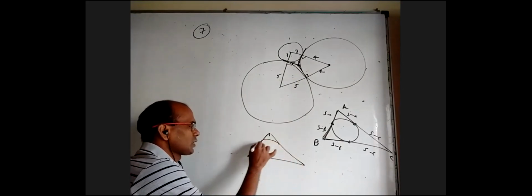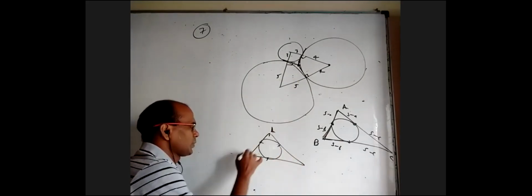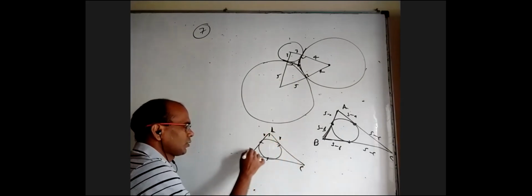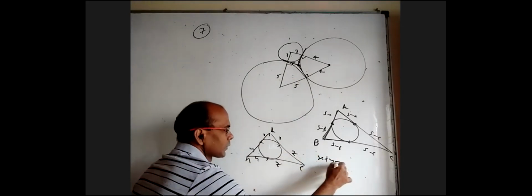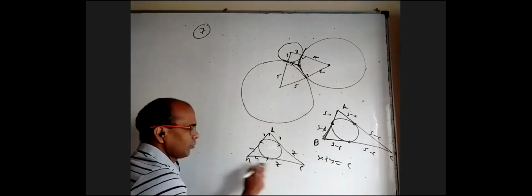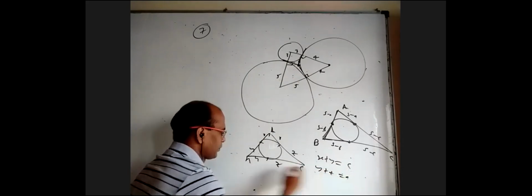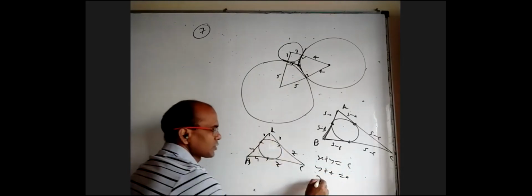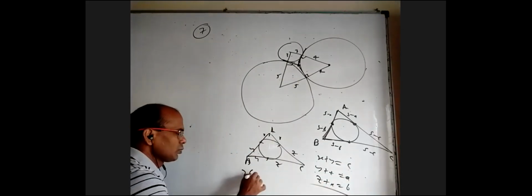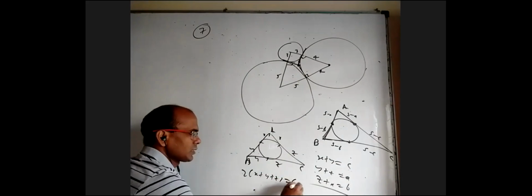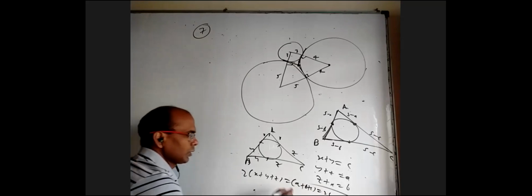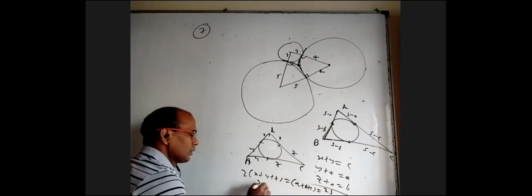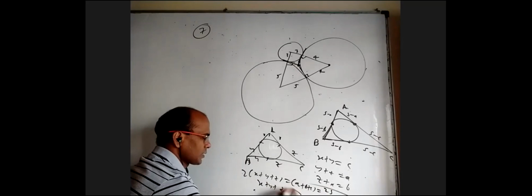Imagine you have this circle where this is ABC. Call these two x, x. Call these two y, y. Call these two z, z. What is x plus y? That is c. And y plus z is small a. And z plus x is small b. Add all of them, we'll get 2 times x plus y plus z is a plus b plus c, which is 2s. So we'll get x plus y plus z is equal to s.